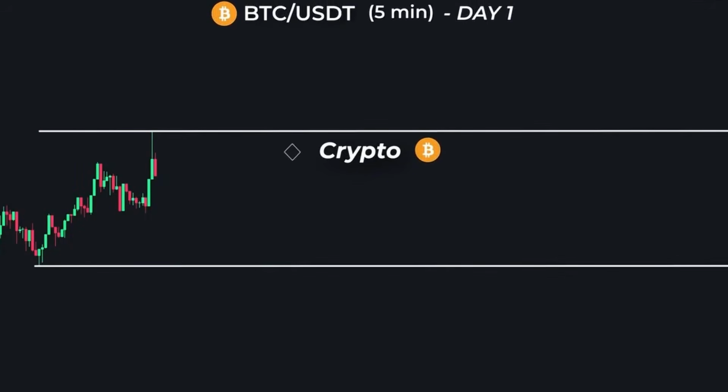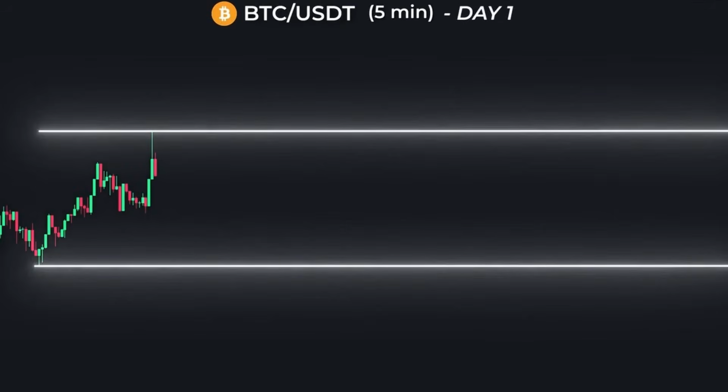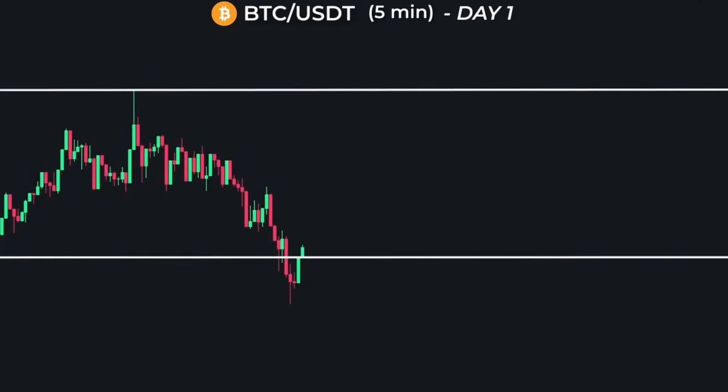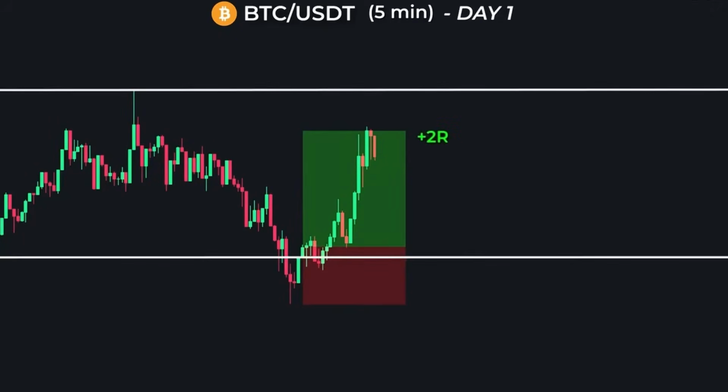Here, I'm on the Bitcoin 5-minute chart, and I already have the 4-hour range marked. Right here, we can see price broke out and closed below the range low. Then it quickly closed back above. That gave us a long entry. Stop loss goes at the low of the breakout, and take profit set at 2 times risk. And as you can see, price hits the profit target, giving us a 2R profit.